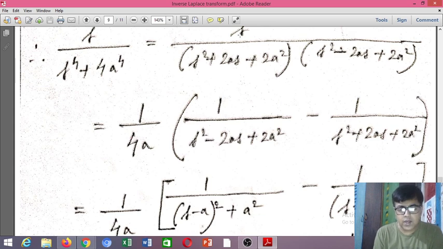But you need s only, so you have to divide it by 4a. Otherwise the function will change. So that's why 1 by 4a is coming outside over here. So 1 by 4a into this minus this.